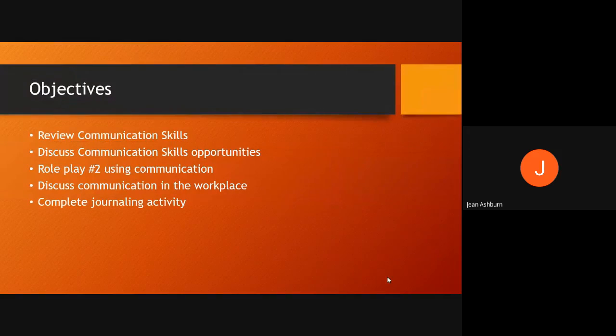Today's objectives: we will be reviewing communication skills, discussing communication skill opportunities, completing a second role play using communication, discussing how we use communication in the workplace, and finally, we will be completing a journal activity.